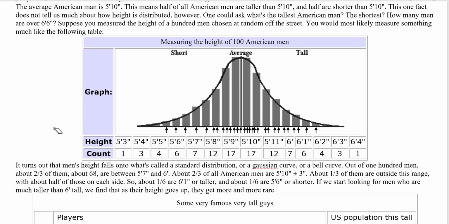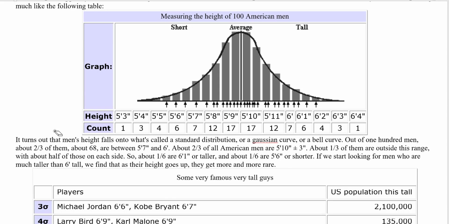I don't want to read everything, but it turns out that this is a standard distribution, a Gaussian curve or a bell curve. Out of 100 men, 2/3 of them, about 68%, are between 5'7" and 6 feet tall. About 2/3 of all American men are 5'10" plus or minus 3 inches.